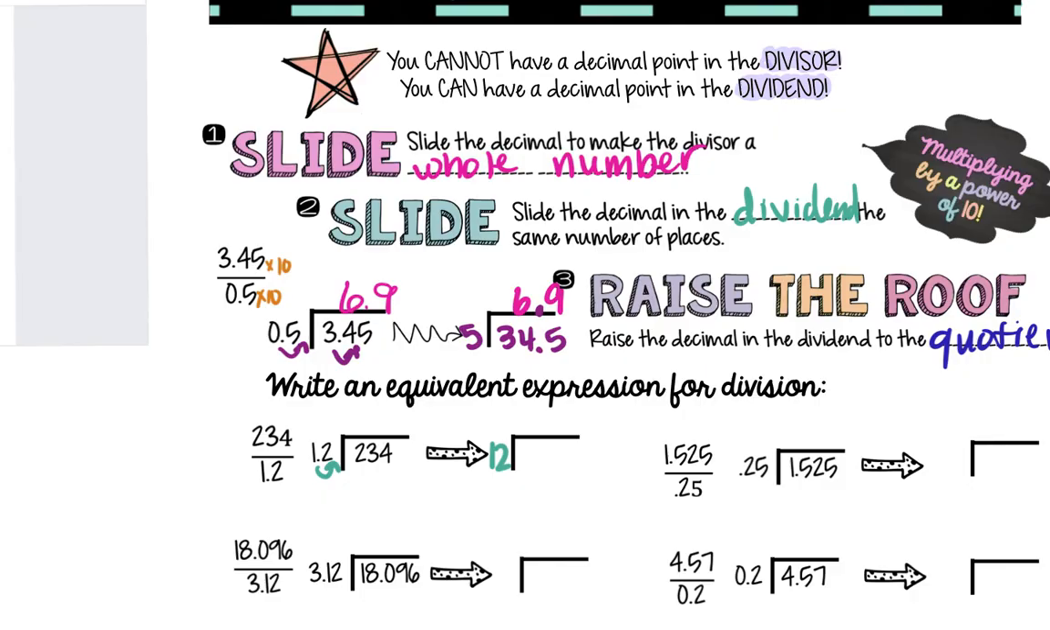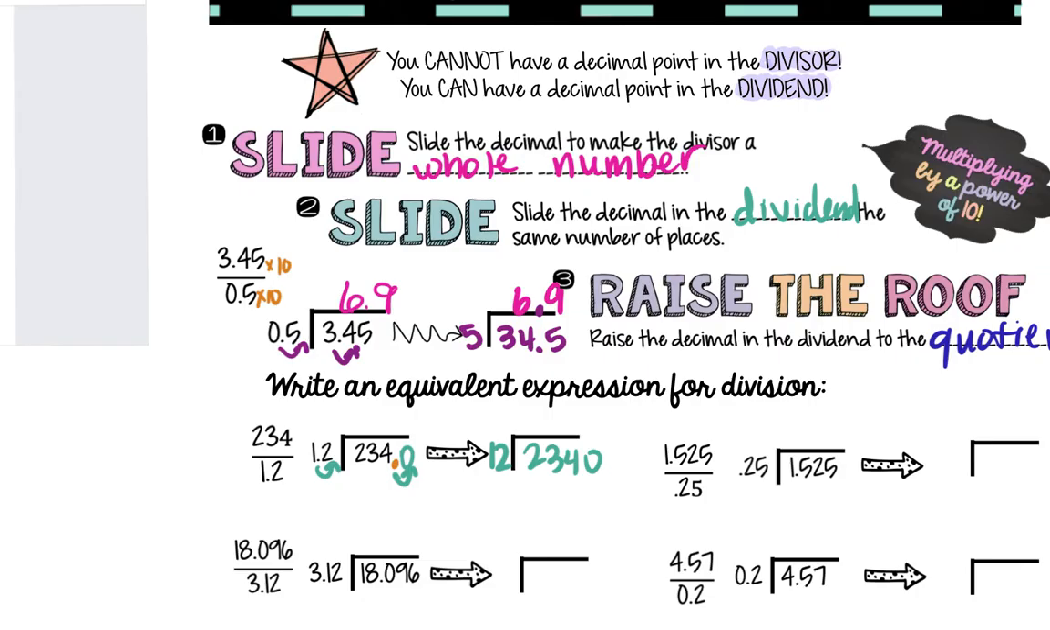There's an invisible one right here. So I need to slide that the same number of times, which was how many? 1. So I'm going to have to slide it 1 time, but I have to put something in that spot. So I'm going to put a 0. So my new problem is now going to be 2,340 divided by 12. Is it the same thing?